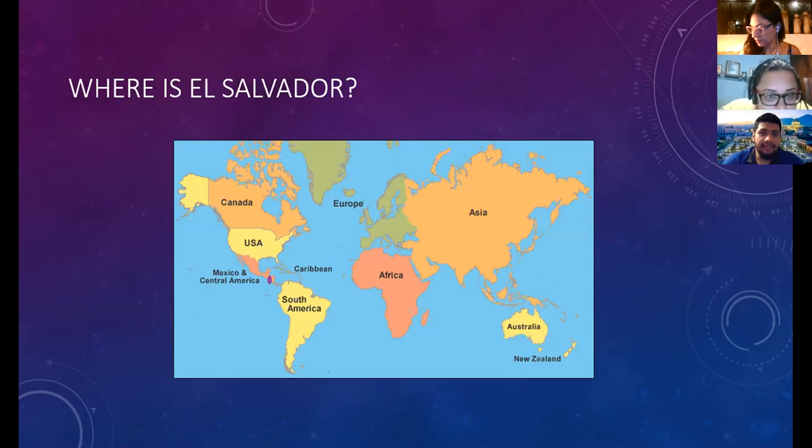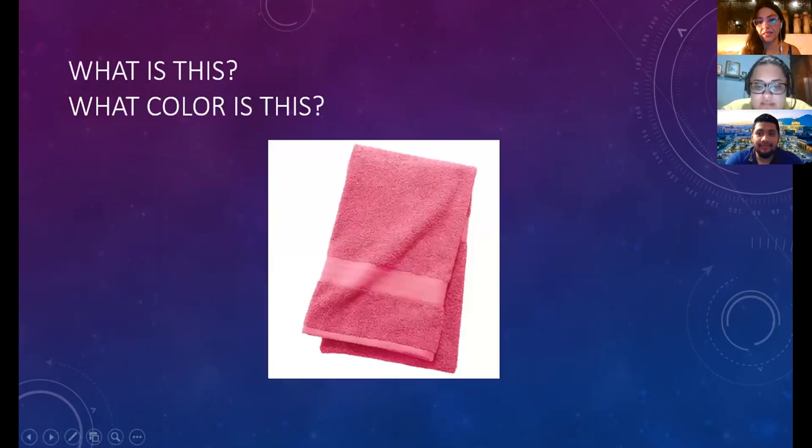Where is El Salvador? Ahí. El Salvador is in Central America. It is in Central America. Or between North and South America.